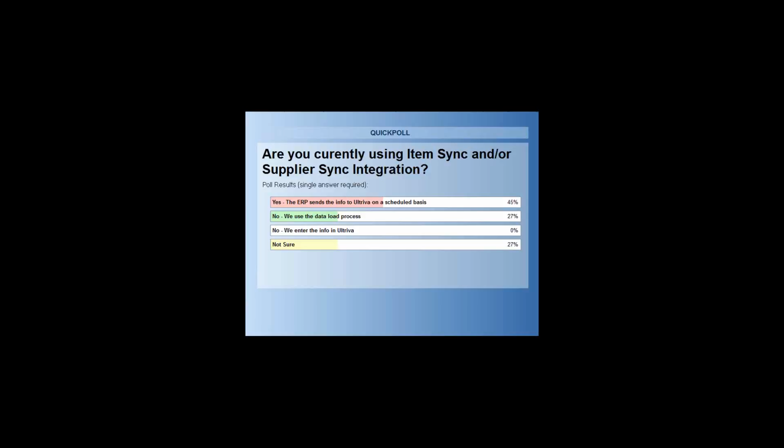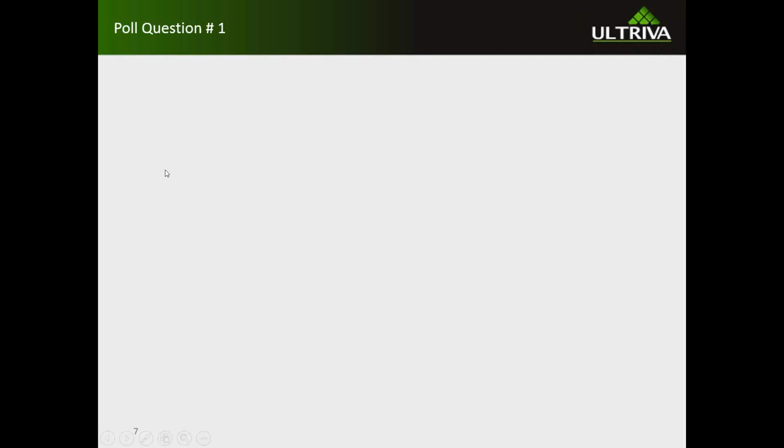So 45% of the folks, looks like their ERP is sending that information to Ultriva automatically. And we do have some folks that are using the data load process. We will be demonstrating some of that today. And we do have some people who are not sure and might need to find out how their information is getting entered. All right, thank you very much for that.